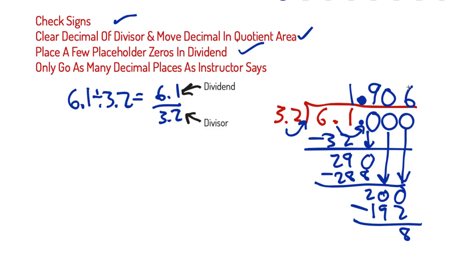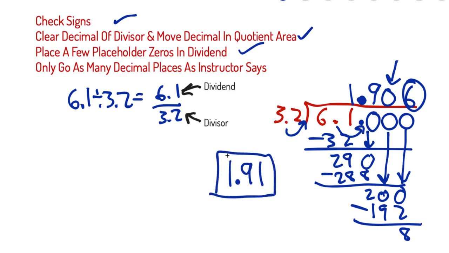Instructor might say, hey, 2 decimal places. Since this last digit is 5 or higher, I'm going to round up. I'm going to round this digit up, the 0. So my answer will actually be 1.91. Okay, next example will be a little more complicated. I'll get to that in the next video.